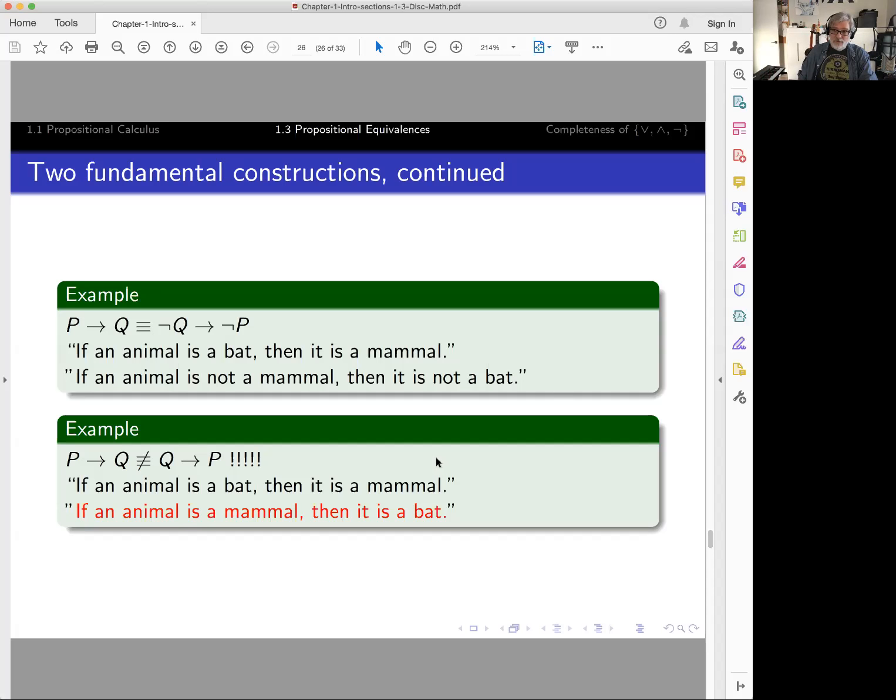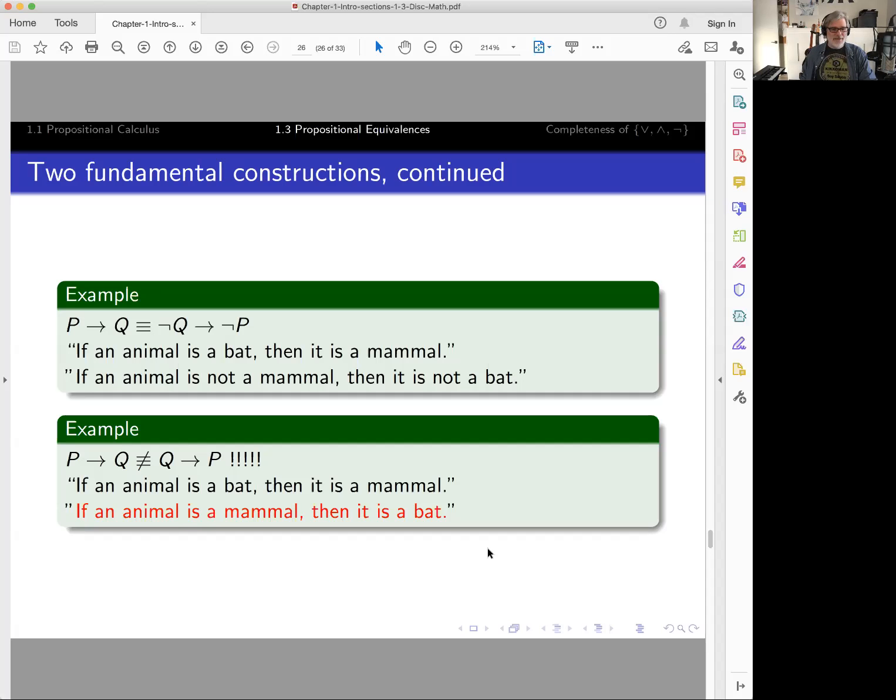Now, to illustrate that the converse is not logically equivalent to the original, look now at this. If an animal is a bat, then it is a mammal. So we all agree on this. Now let's look at the converse. The converse is if an animal is a mammal, then it is a bat. That's not true, right? That is clearly not true. I'm not a bat. I'm not the Batman either. Okay, so you see this distinction between these two things.